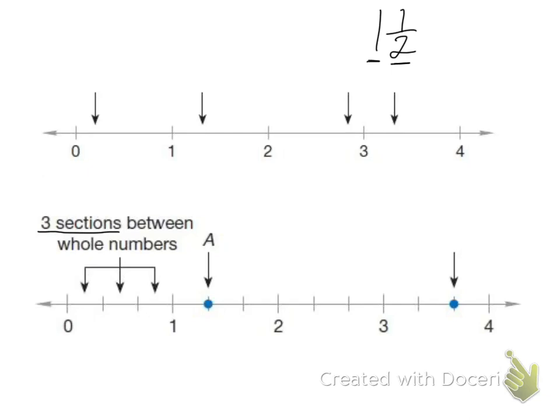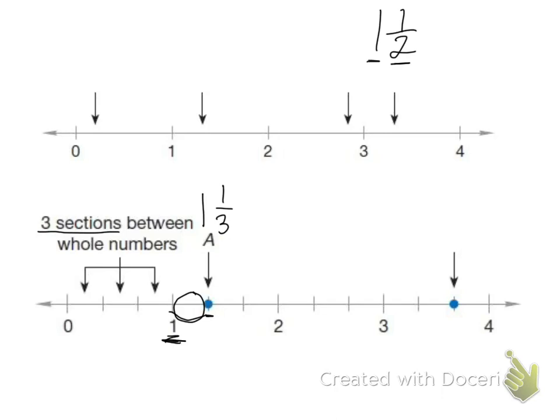So if I wanted to know what point A is, I first need to find the whole number distance from 0 and up to the point, but not past it. So A comes up to 1. So I know it's going to be 1 and then some fraction. Now remember, there are 3 sections, so each section means 1/3. So we're going to count the number of sections between. So this number, A, is 1 and 1/3, because there's 1 section in between 1 and where the point is.